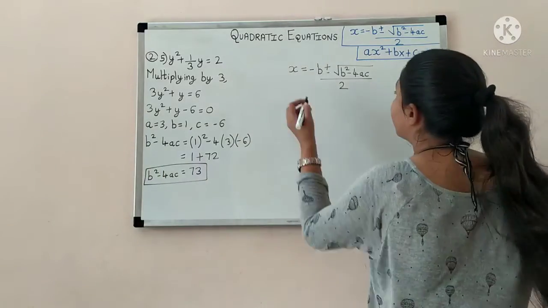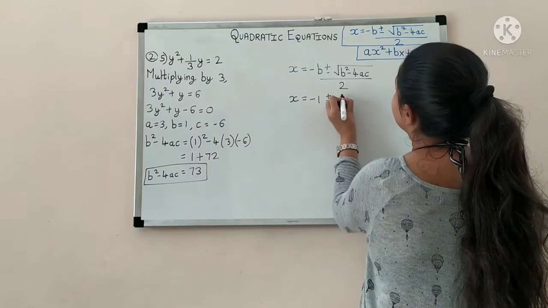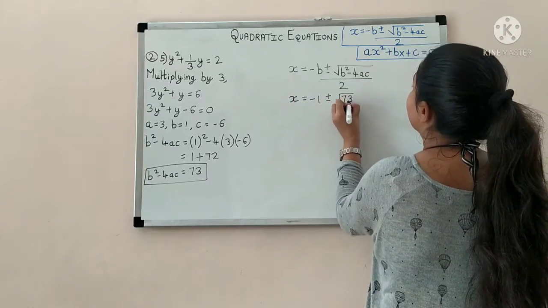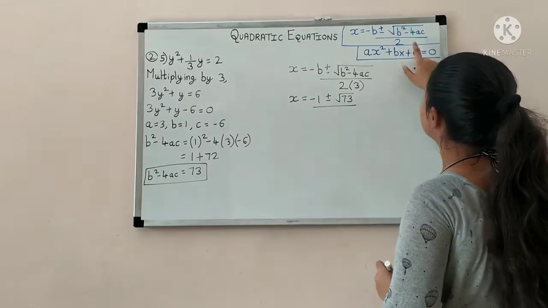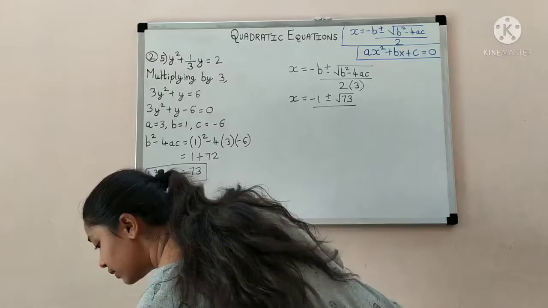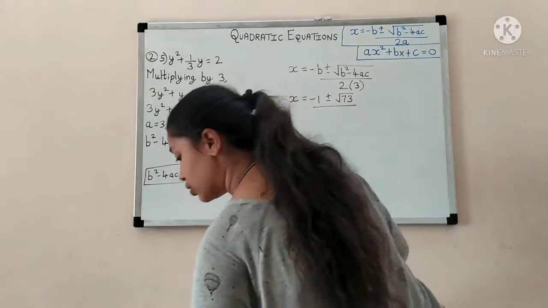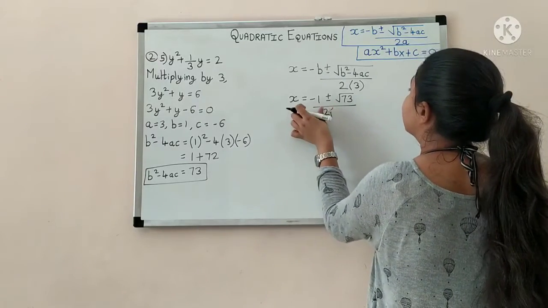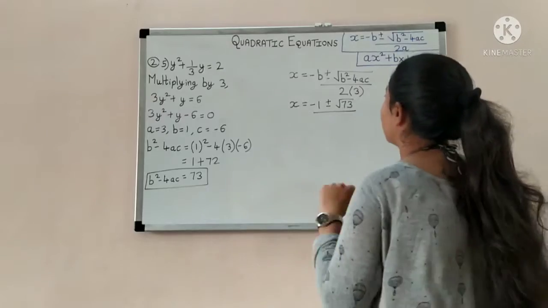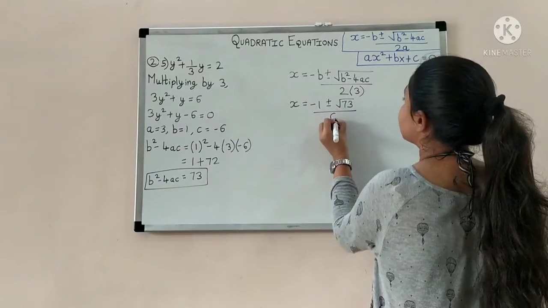Okay. So now x is equal to minus 1 plus minus, this is root 73 upon 2 into a. Okay, not only 2, it is 2 into a. Just a second, I made a mistake here, it will be 2a. So this will be 2 and 2 3s are 6. So you can directly write here 6. So this is minus 1 plus minus root 73 upon 3 2s are 6.